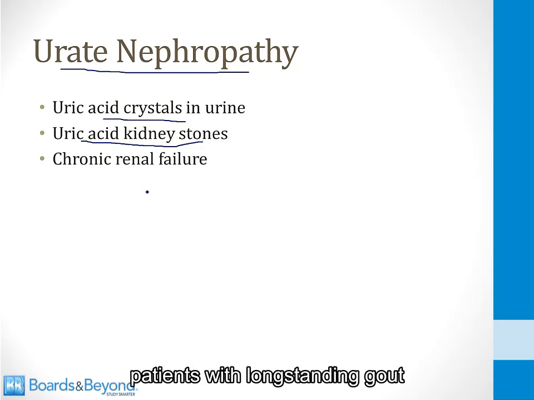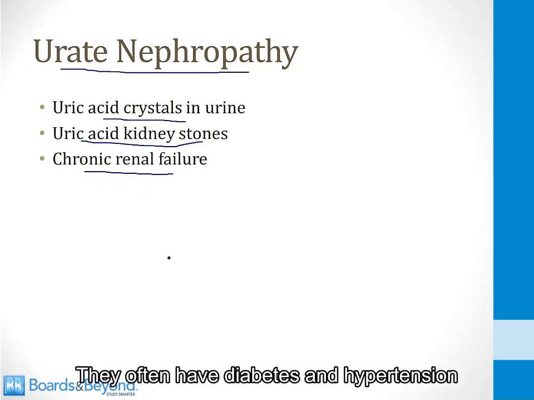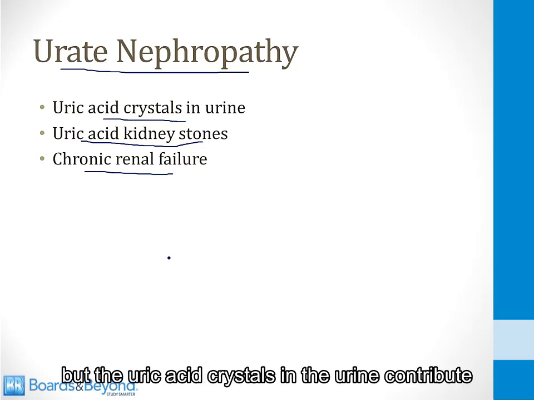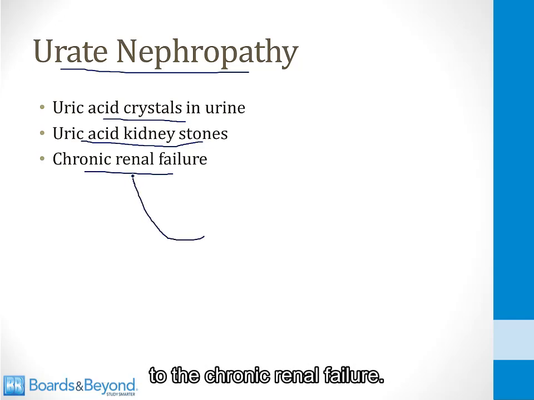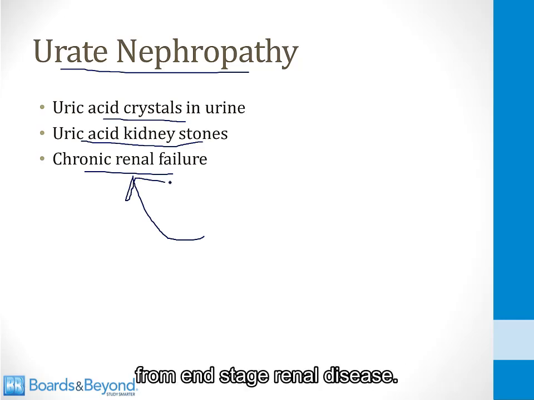And then secondly, patients with long-standing gout often develop chronic renal failure. They often have diabetes and hypertension in addition to gout, but the uric acid crystals in the urine contribute to the chronic renal failure. Sometimes these patients end up on dialysis from end-stage renal disease.